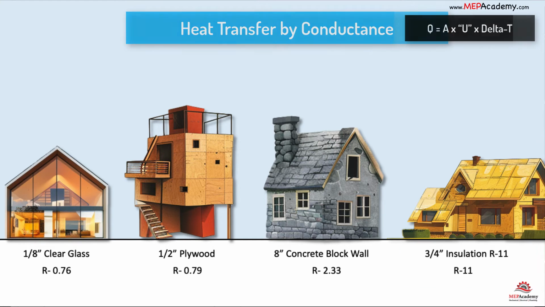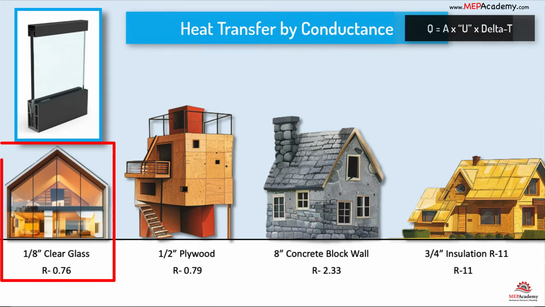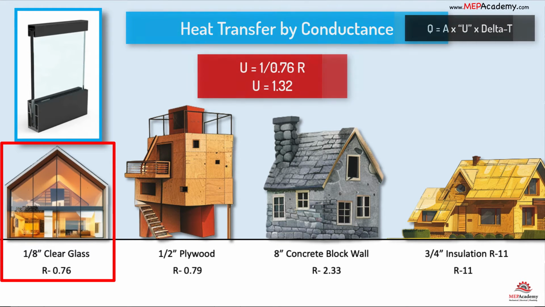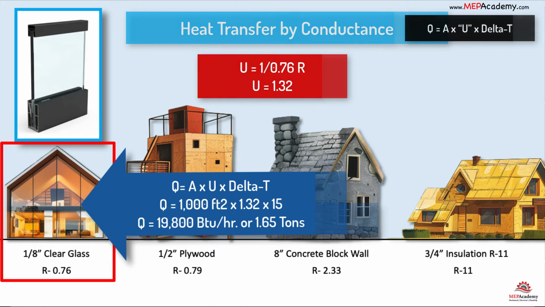We performed the heat transfer equation on each of these building components, starting with the 1/8 inch clear glass and a U value of 1.32, we get the following. 1,000 square feet of glass times 1.32 U factor times 15 degree delta T equals 19,800 BTUs per hour, or 1.65 tons of cooling required for the heat gain through conductance. Obviously, there are glass windows with much better U values, but our purpose is to show you how the R value and inversely the U value affects heat transfer.